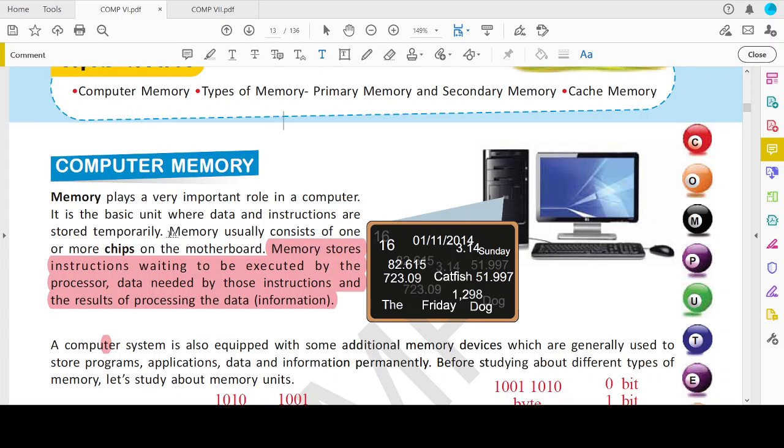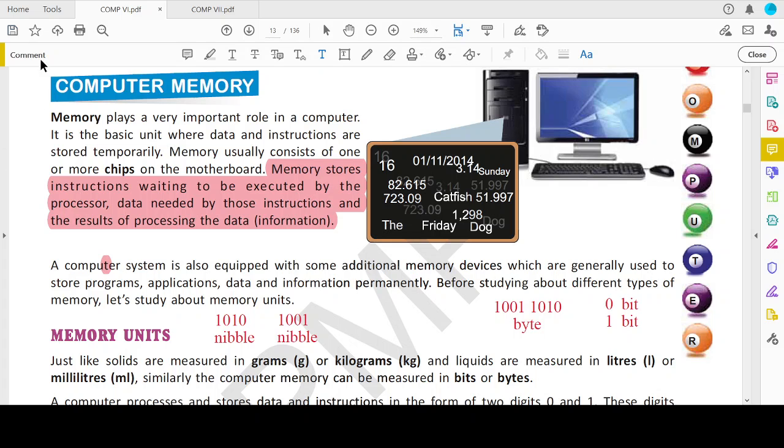On the memory module there can be two or more memory chips that are fitted on the motherboard. It stores the instructions waiting to be executed by the processor, and the data needed by those instructions. Not only the instructions but also the data that are needed to be executed for generating the results, for processing the data. Everything you are executing is there on the memory.